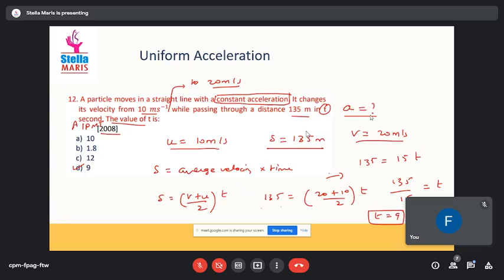So when they say the body is moving with constant acceleration, and you know the initial velocity, the final velocity and the distance, then you can directly substitute in the first derivative. This is the first step in the second equation of motion derivation. Okay, so that we can do.